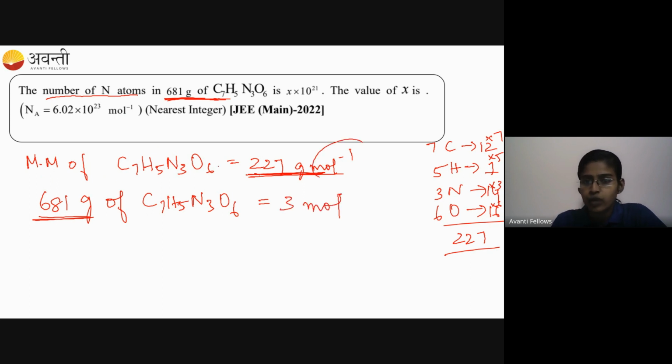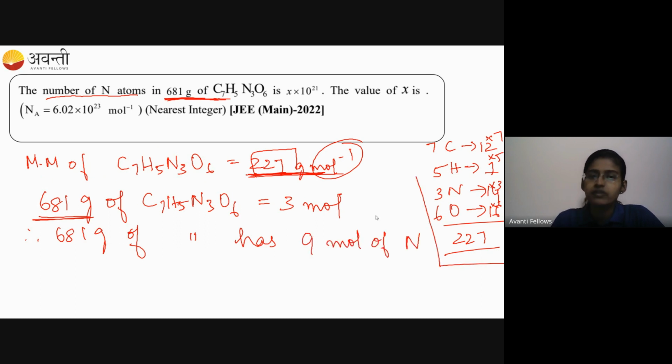227 is for 1 mole. 681 is for 3 mole. So therefore, 681 gram of the given compound has 9 mole of oxygen. Sorry, nitrogen. 9 mole of nitrogen, because this compound has 3 nitrogen, right? So 3 into 3 will have 9. So 9 mole of nitrogen is present in 681 gram of the given substance.